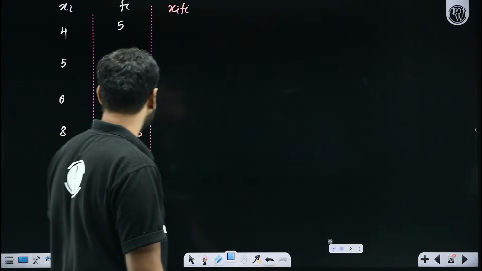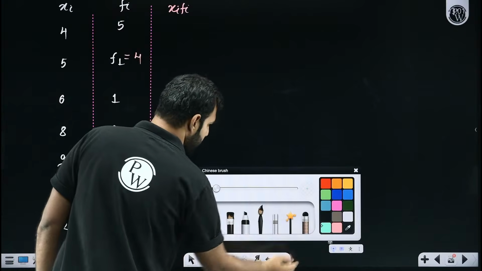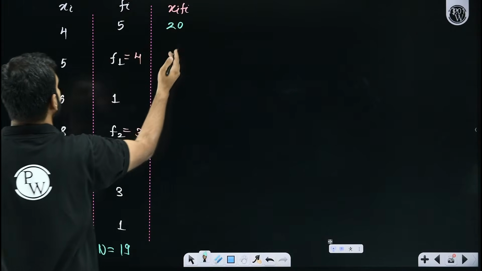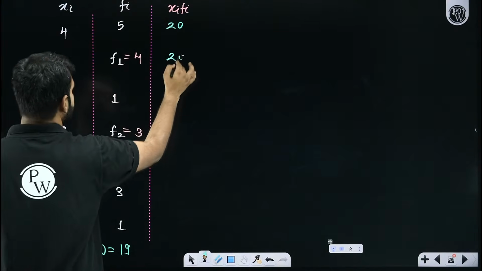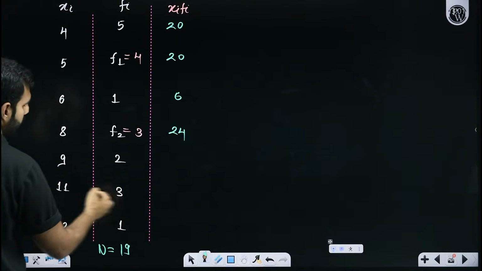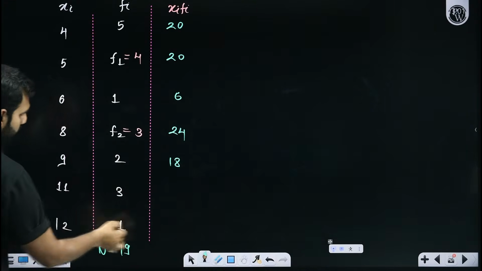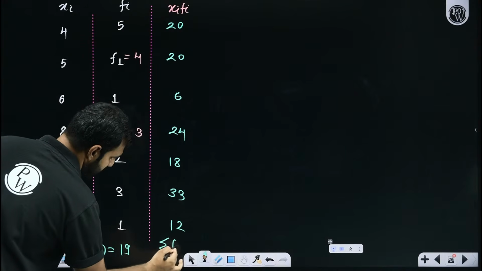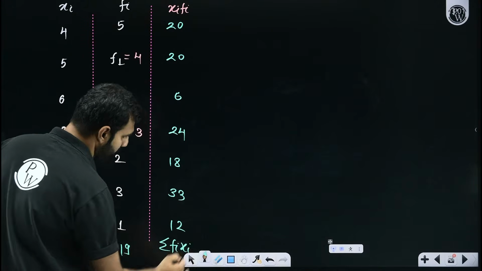So how do we find the mean? I hope some calculation is needed. So summation xifi, can you do that by yourself? 4 into 5, that's 20. Then 5 into 4, that's again 20. Then 6 into 1, that's 6. 3 into 8, that is 24. Then 2 into 9, that is 18. 3 into 11, that is 33. And 1 into 12, that's 12. So from here, you can find summation fi xi, or xifi, whatever you want to call it.